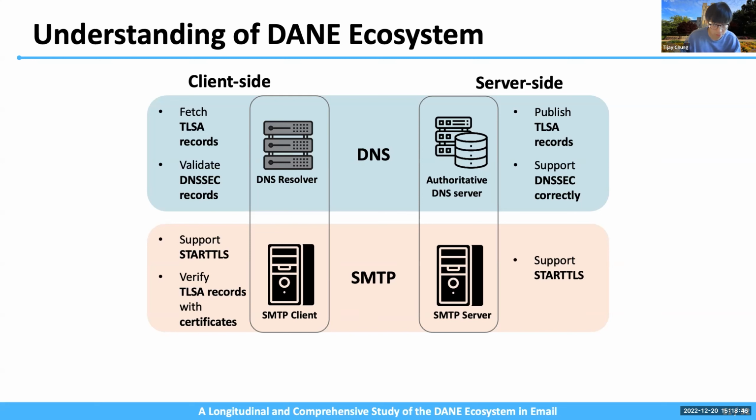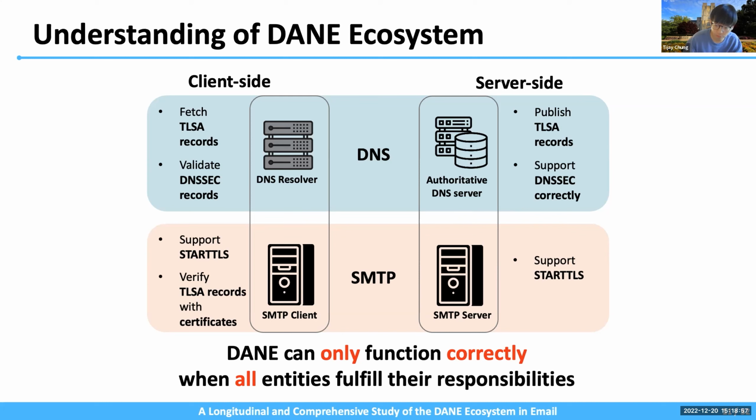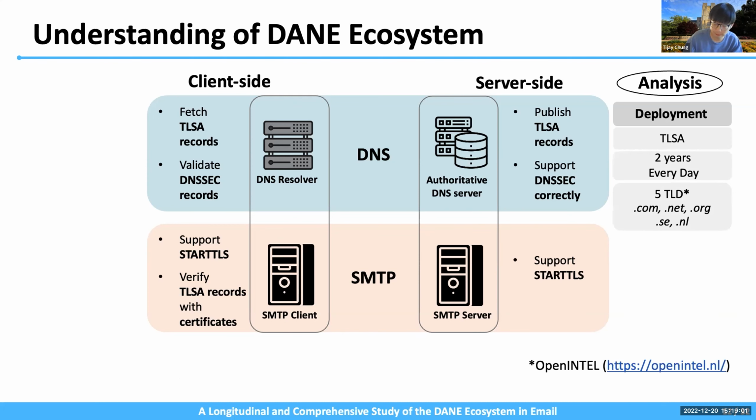So DANE can only function correctly when all entities in this figure fulfill their responsibilities. From the deployment perspective, we captured two TLS records every day for 2 years from 5 different top-level domain names. And at the same time, we go to the mail server and get the certificate every hour, because the certificate has to be matched with the TLS records, right?